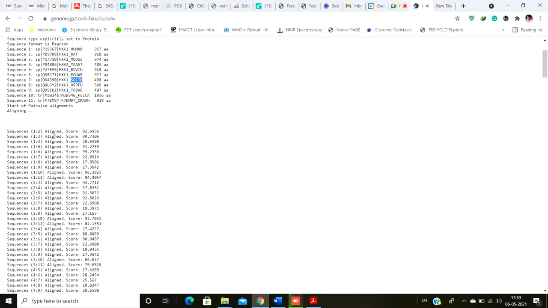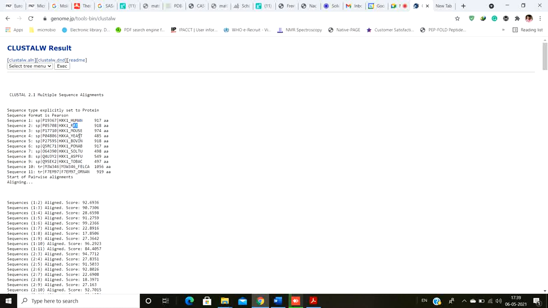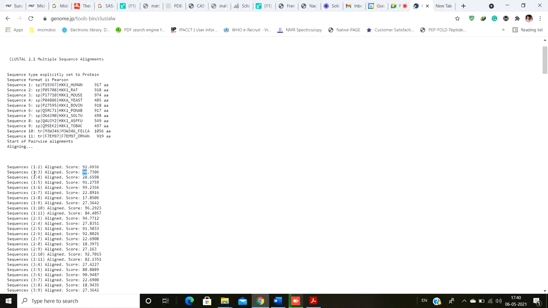Next, as I've told you, it's going to perform the pairwise alignment. When it aligns 1 and 2, that means the human and the rat, it gives you a score of 92% similarity. Similarly, when it aligns rat and mouse, it gives a score of 90%. Human and mouse also give a score of 90%. Similarly, it also aligns human and yeast, and it's going to go on: 1:2, 1:3, 1:4, 1:5. It's going to align everything, one after another.